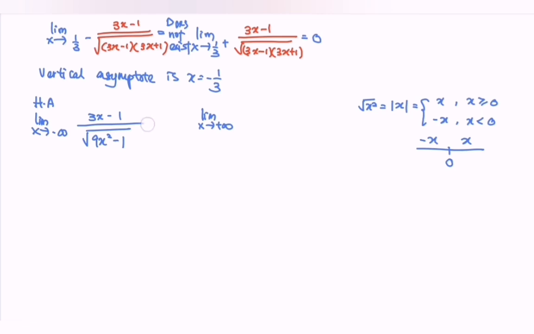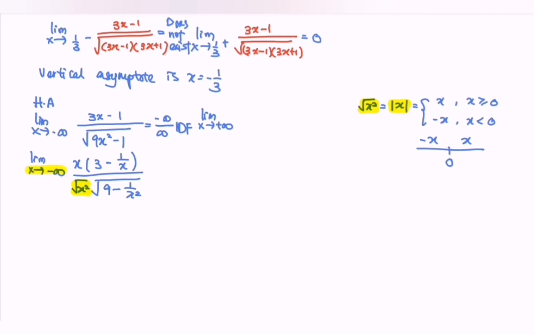So if we substitute for this part, we will have negative infinity over infinity, which is indeterminate. So the strategy would be dividing the numerator and also the denominator by the highest power of x for the denominator. So for this case, limit when x approaching negative infinity, factor out the x. So we will have 3 minus 1 over x, over the square root of x squared multiplied with the square root of 9 minus 1 over x squared. So by referring to the definition, the square root of x squared is equal to the modulus of x.